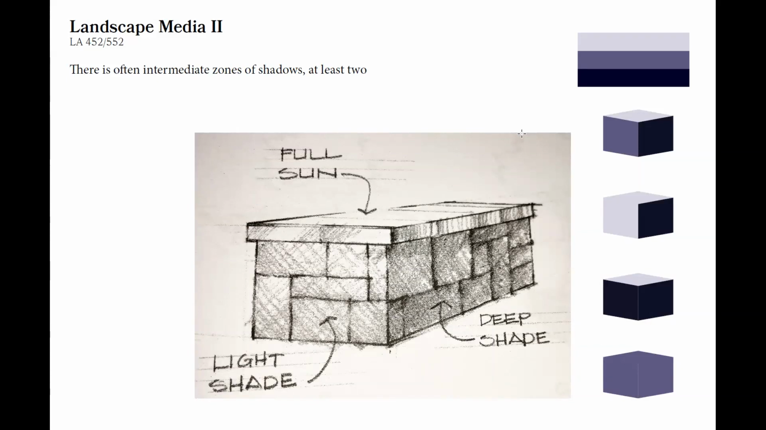One of the first important things to consider when creating shadows is that there are often intermediate zones of shadows. So there's often more than one tone or shade of darkness, and they show you this in this illustration. If the light was coming from the back and top onto this bench-looking thing, we get a deep shadow on one side of the box and a light shadow on the other.